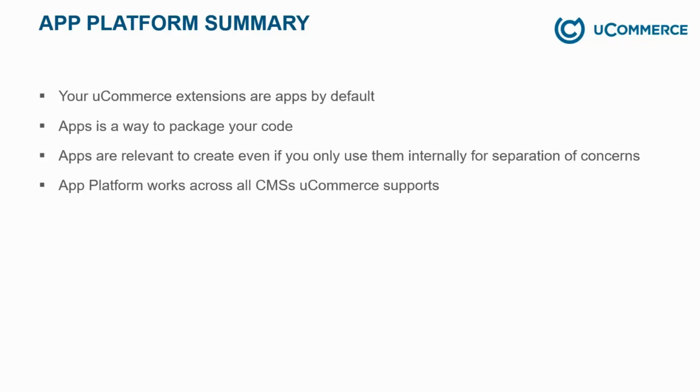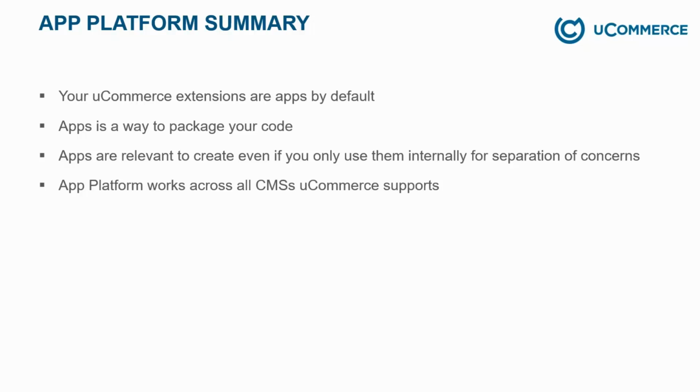What we've seen partners do over and over again is they have a set of APIs that they like to work with that are based off of the uCommerce APIs. Maybe we have a set of payment gateways available just inside the company. Creating an app for that makes it much more portable across your projects. So that's a great place to start. Apps are relevant to build even if you intend to use them internally only.